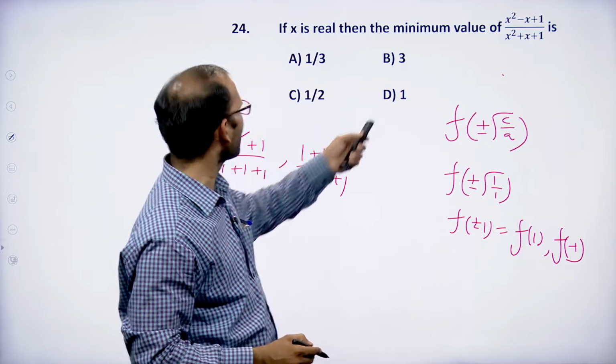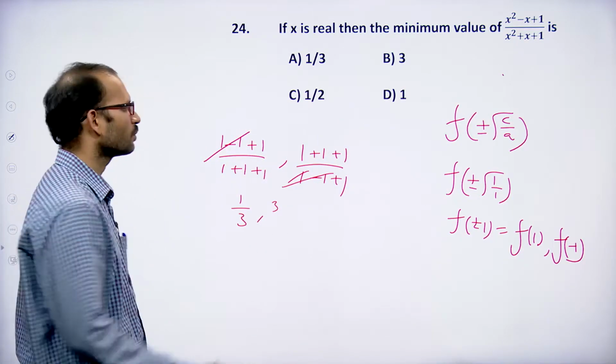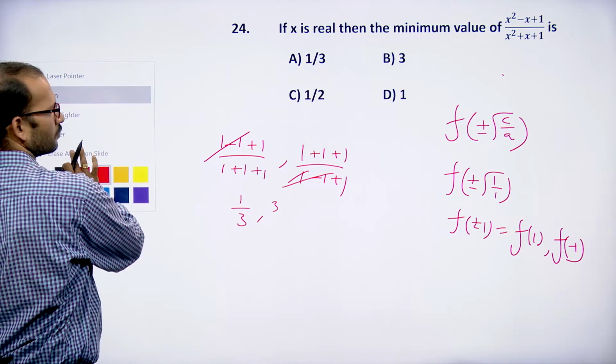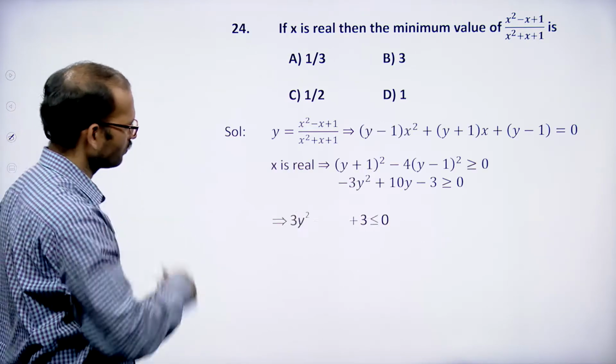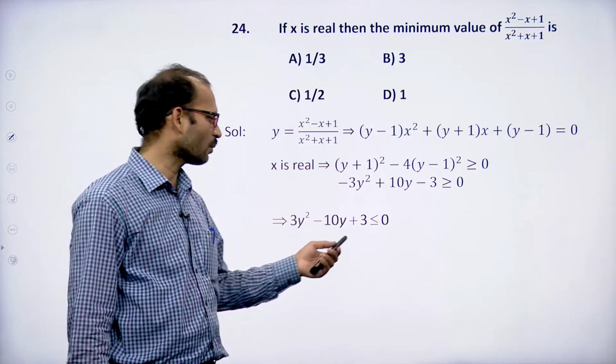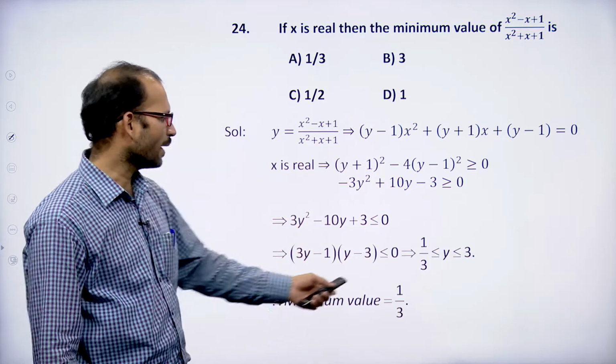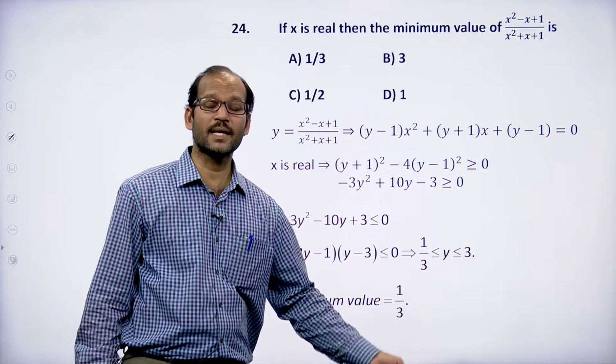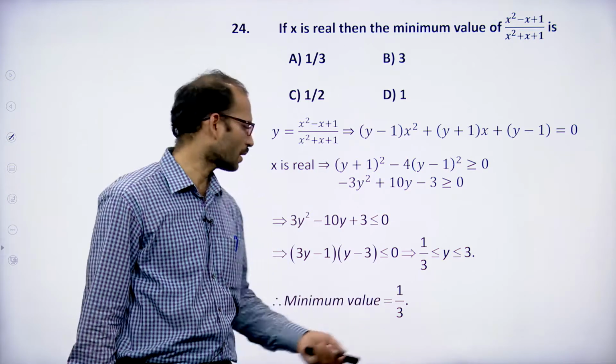She is asking the minimum value. Minimum value is 1/3. Very simple one. Again, by the general method, taking y, even if you take y you will get the same answer. So y lies between 1/3 and 3, and the minimum value is 1/3.